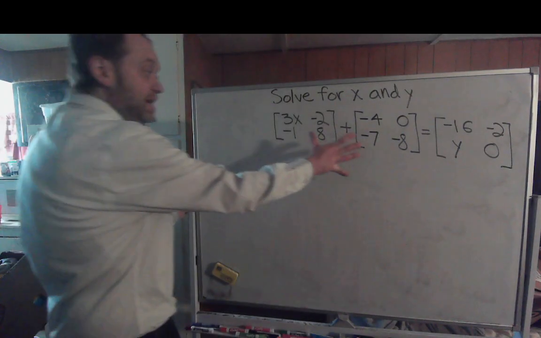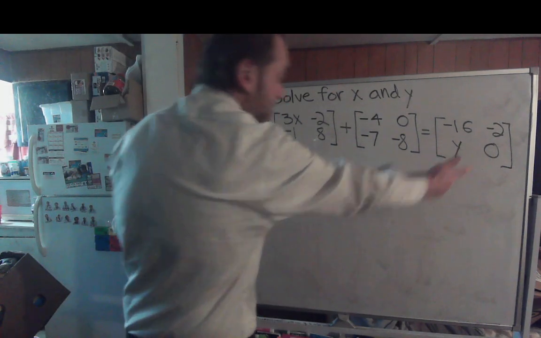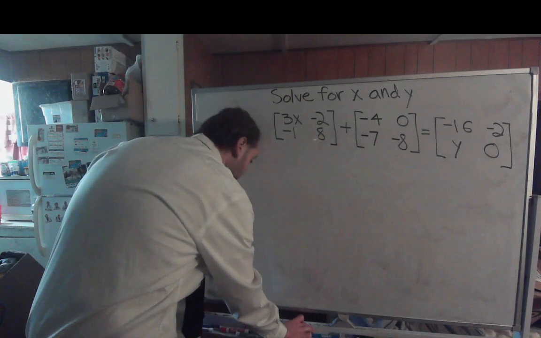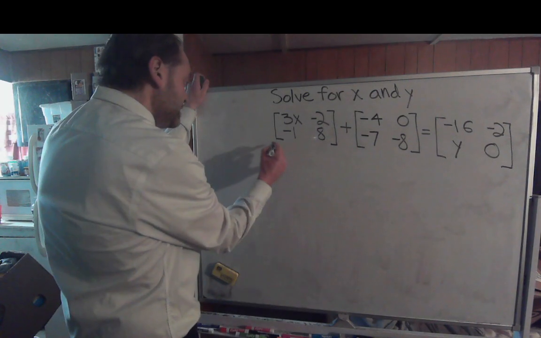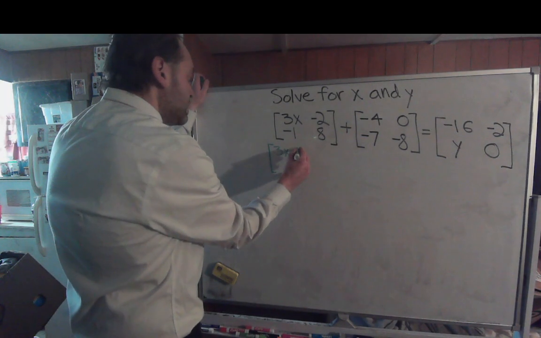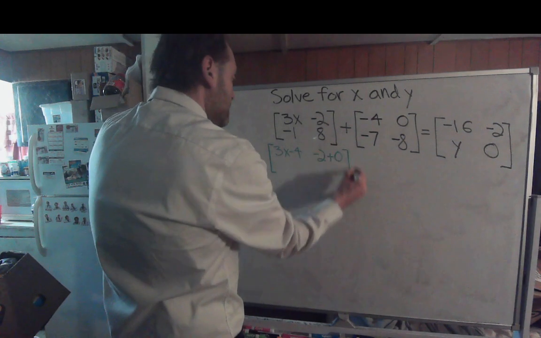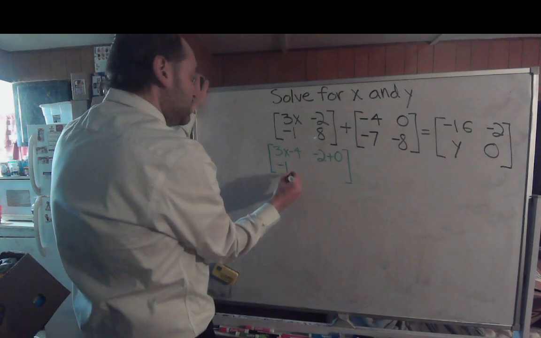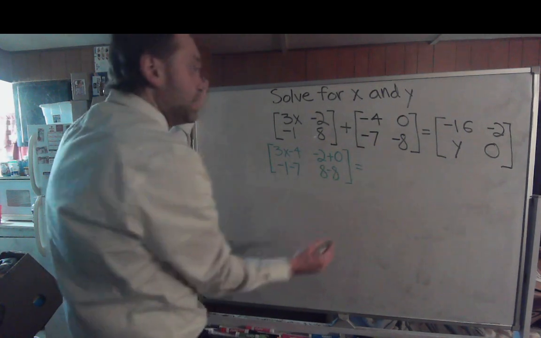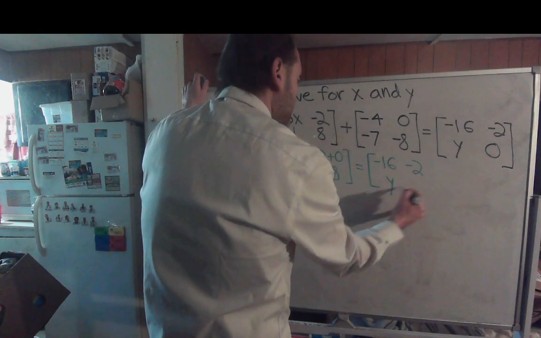Well, on the left side you have matrix addition, which both of these are 2 by 2 matrices, and the one on the right side of the equal sign is a 2 by 2 matrix. So this does check out. We can do the addition. So let's go ahead and do just that here. Let's add these 2 matrices in their corresponding positions. You would have 3x minus 4. Then you would have negative 2 plus 0. Then you would have negative 1 minus 7. Then you would have 8 minus 8. All that equal to the matrix on the right-hand side, which would be negative 16, negative 2, y, and 0.